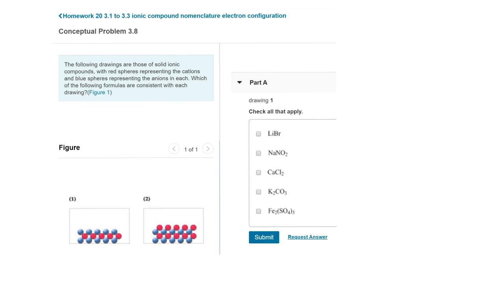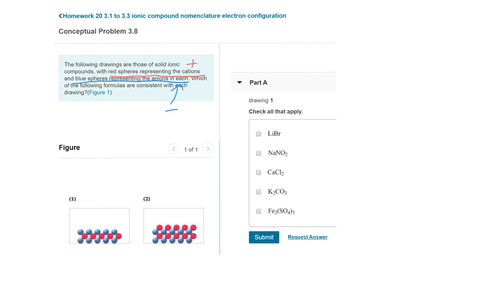All right, let's take a look at conceptual problem 3.8. I get asked about this one quite a bit, and it's basically asking you to apply the concept of anions and cations in terms of ratio. Their use of the red and blue circles here can be a little confusing in this context. They are telling you that your red spheres are cations, meaning that they're going to be the positive ions. They're telling you that your blue spheres are anions, meaning that they're going to be your negatives.